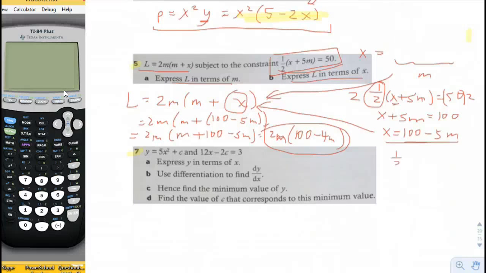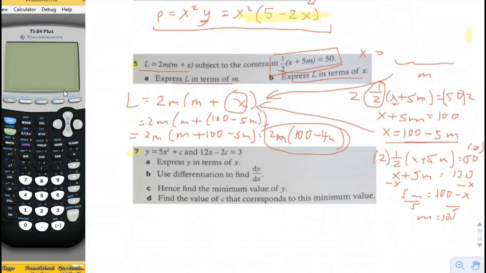Okay, again, we start with the same equation, x plus 5m equals 50, and we need to get m by itself. So we need to first multiply both sides by 2, and we get 100 here, and we get x plus 5m, and we want to get m by itself. So let's subtract x from both sides, and we'll have 5m equals 100 minus x. And then we're going to divide both sides by 5. And we're going to have m equals (100 minus x) divided by 5. Okay, and that is what we need to put in the original L equation.